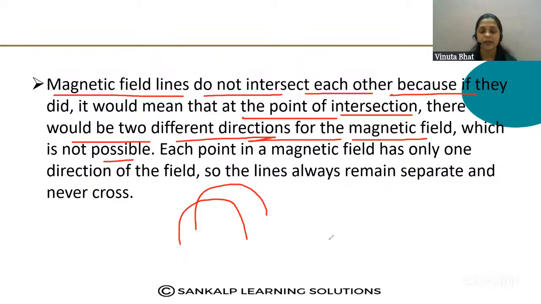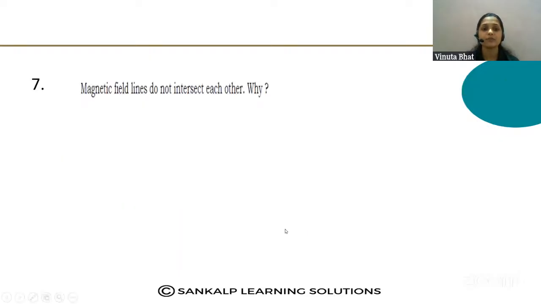You know how to draw magnetic field lines, right? So for example, if this is crossing, there would be two different directions at that point, and the magnetic field would have another direction there, right? So because of this reason the magnetic field lines will not cross each other. This is one of the important questions. For 2 marks it can be asked. It is a question that can be asked for 2 marks.